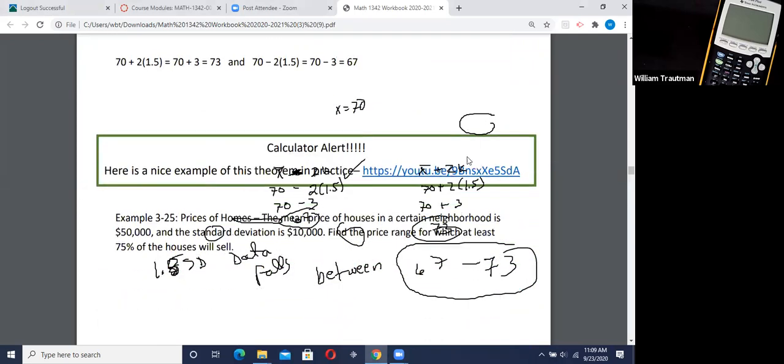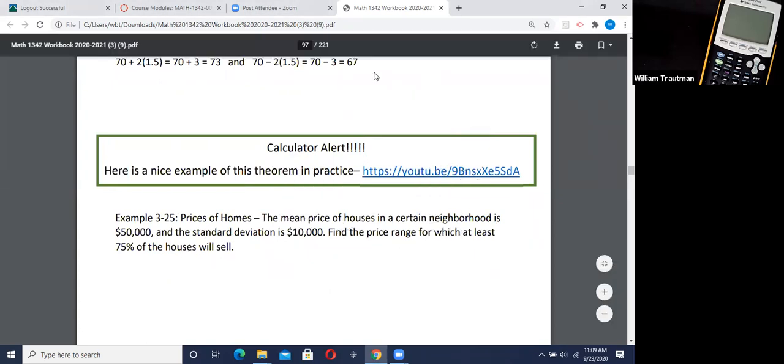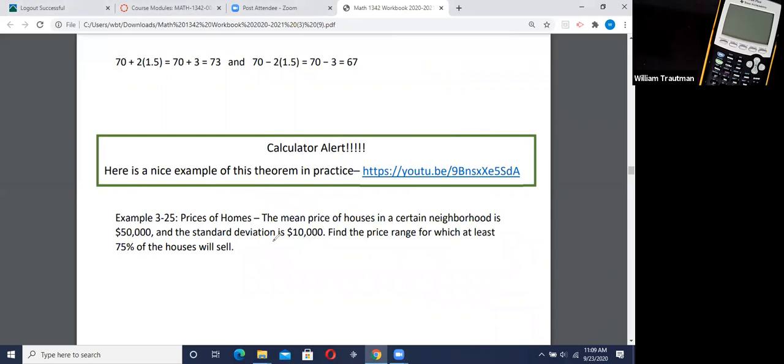So we're going to do the same thing here in this problem. The average price of a house in our neighborhood is 50,000. So the average is 50,000. One standard deviation is 10,000. Find the price range of at least 75% of the houses.